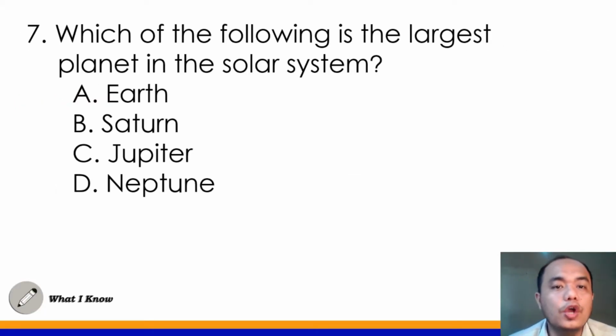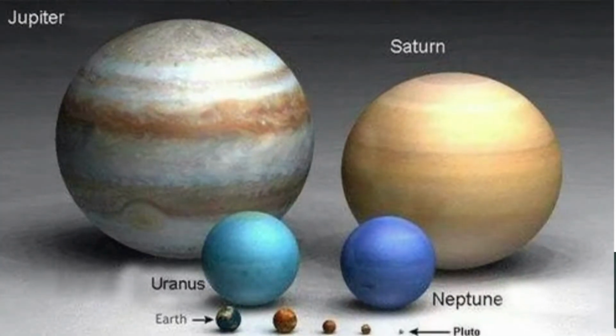Number 7. Which of the following is the largest planet in the solar system? A. Earth. B. Saturn. C. Jupiter. Or letter D. Neptune. Yes, it's letter C. Jupiter.